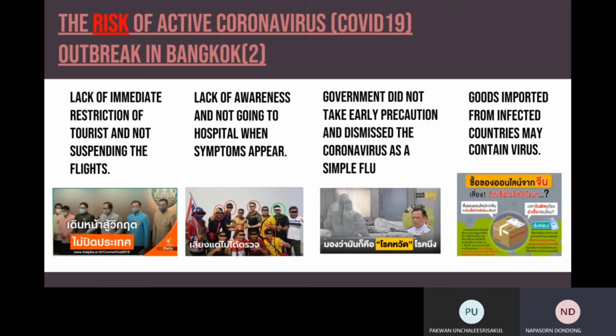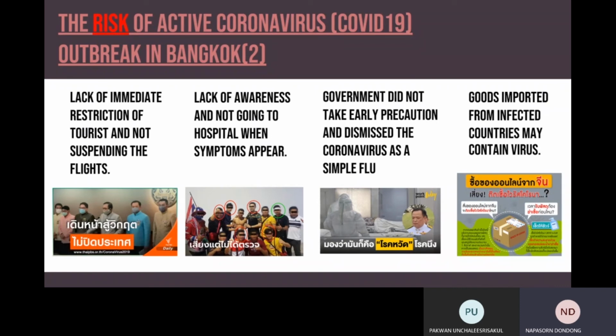Next, the government does not take early precaution and dismisses the coronavirus as a simple flu. The government thinks that the coronavirus is just a simple flu, and so there are no rapid and strict measures to control this disease. As a result, this caused it to spread out. In this case for Thailand, there is a lot of chance of this happening, and it can cause more people to become infected. So the risk analysis is high.